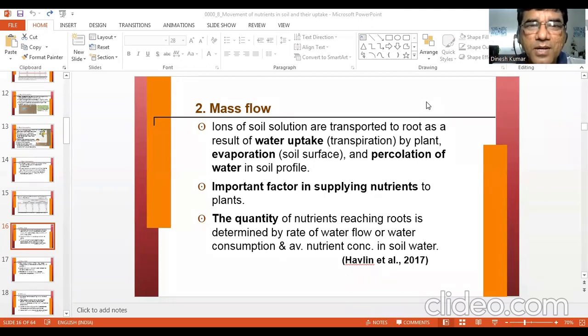So therefore, nutrient water interaction is very, very important, and I wish to take one lecture on this topic also, at a later stage, of course, not now. If you would agree, then only I will take a lecture on nutrient water interaction, which is a difficult subject to understand. So it is an important factor in supplying nutrients to plants. The quantity of nutrients reaching roots is determined by rate of water flow or water consumption and average nutrient concentration in soil water. These two things affect the mass flow.